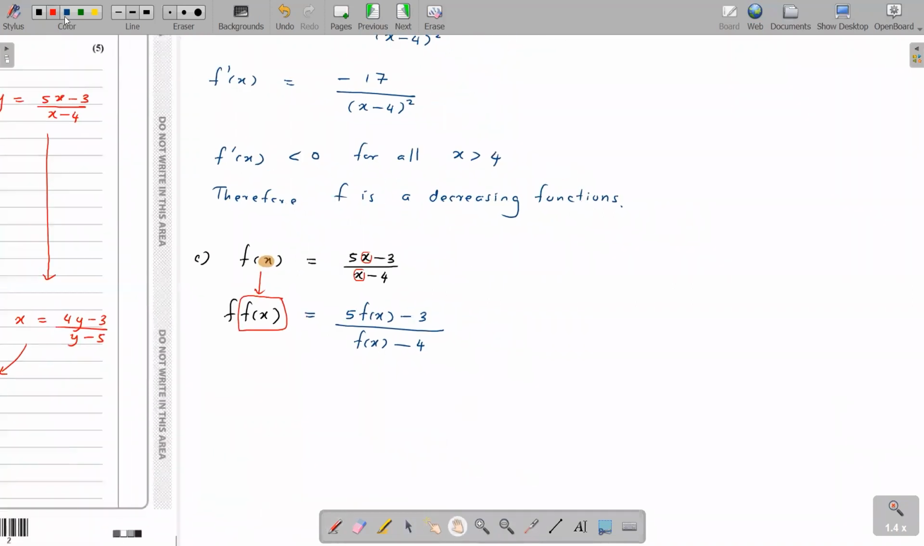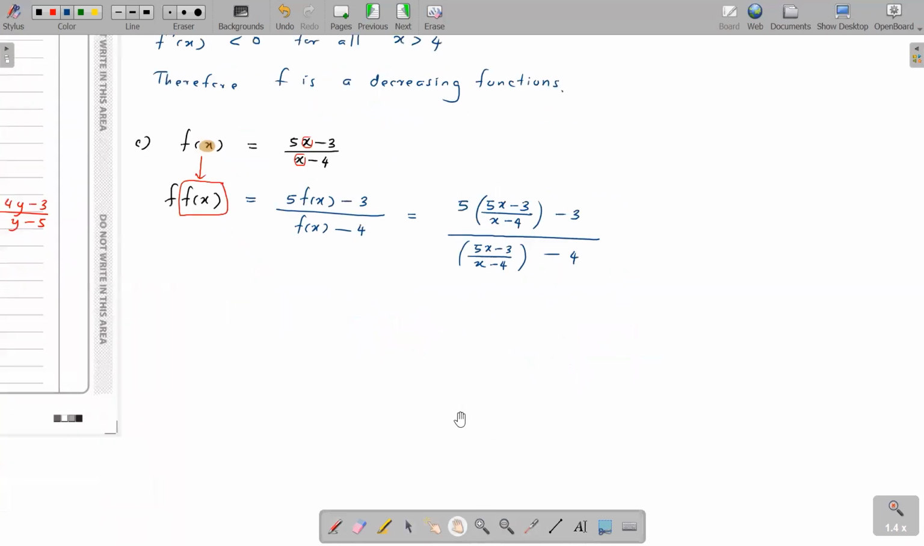Now let's try to input the values. We know f(x), right? So we need to replace the f(x) with (5x minus 3) over (x minus 4). So 5 times f(x) minus 3, over f(x) minus 4. Can you see what I did here? I replaced f(x) with what we have here, (5x minus 3) over (x minus 4). Again, f(x) is (5x minus 3) over (x minus 4).